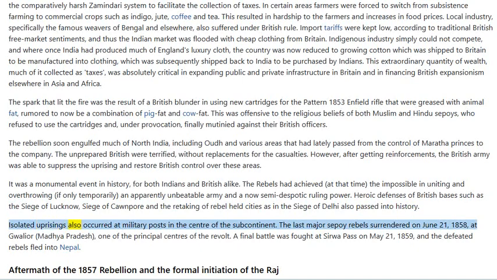Isolated uprisings also occurred at military posts in the centre of the subcontinent. The last major sepoy rebels surrendered on June 21, 1858, at Gwalior, Madhya Pradesh, one of the principal centres of the revolt. A final battle was fought at Sirwar Pass on May 21, 1859, and the defeated rebels fled into Nepal.